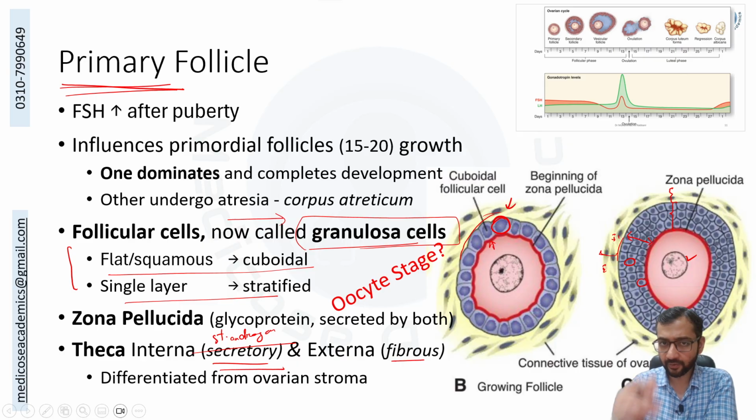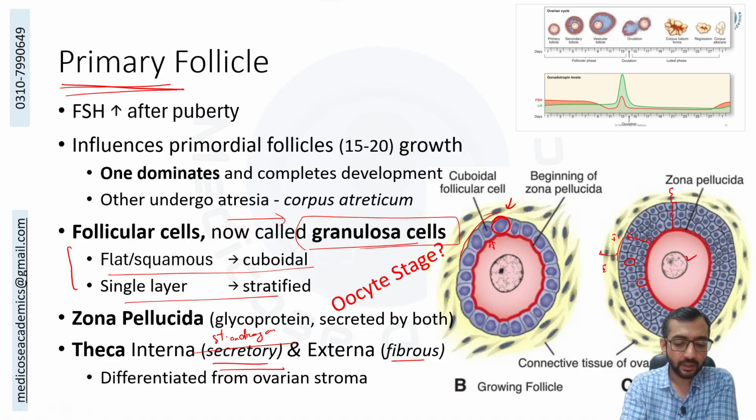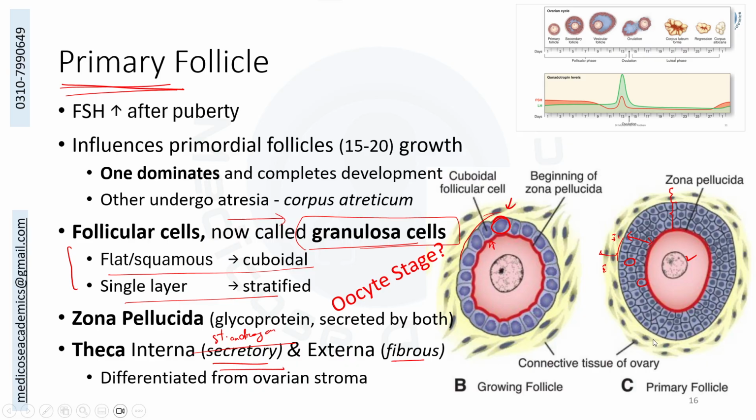So this is about the primary follicle. Do you remember what stage the oocyte was on? Yes, the same one. Diplotene stage of prophase of meiosis 1.